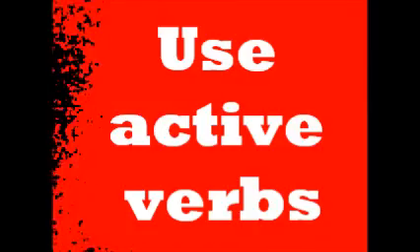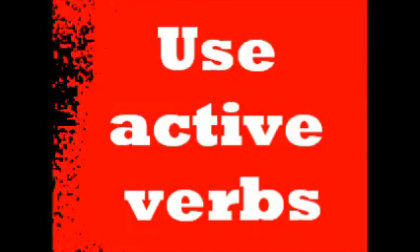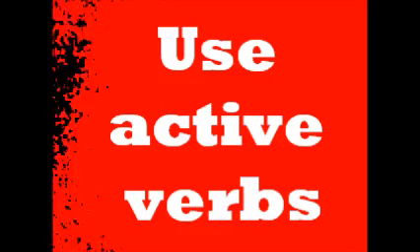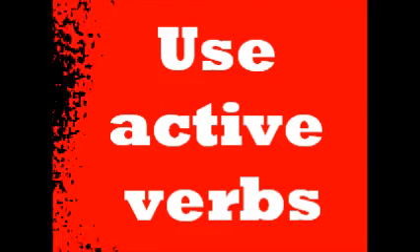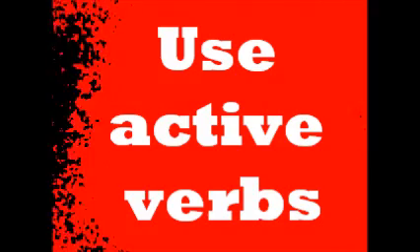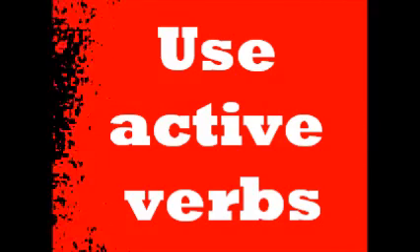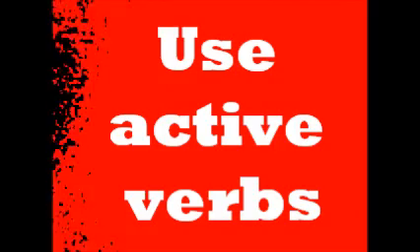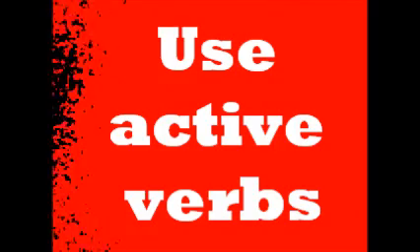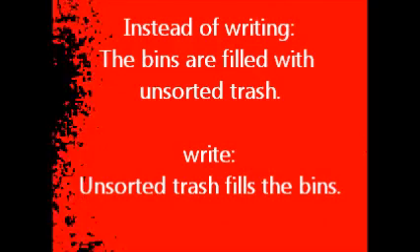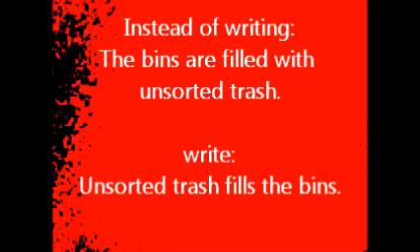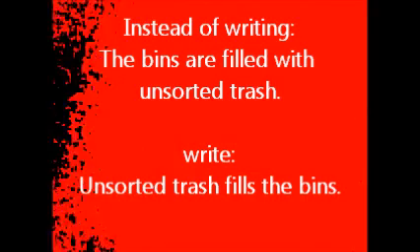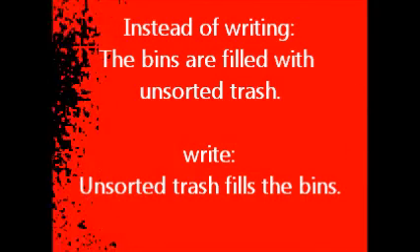Tip number 3, use active verbs. Active verbs show your subject performing an action. They're different from passive phrases that show an object or show a subject being acted on. An example of a passive phrase would be, the bins are filled with unsorted trash. Instead, you can write, unsorted trash fills the bins.